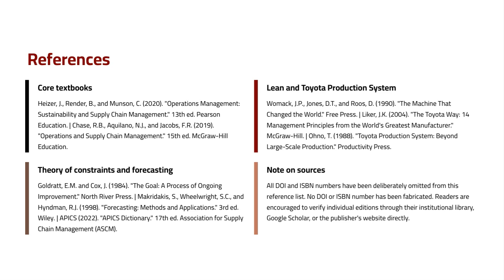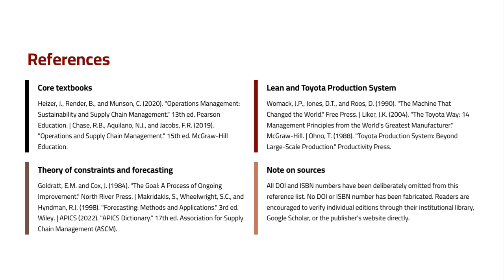influential works include Womack, Jones, and Roos' The Machine That Changed the World, which introduced lean thinking to a broad audience. Liker's The Toyota Way outlines 14 management principles that have made Toyota a global leader, while Ono's book gives a deeper look into the system's origins and processes.